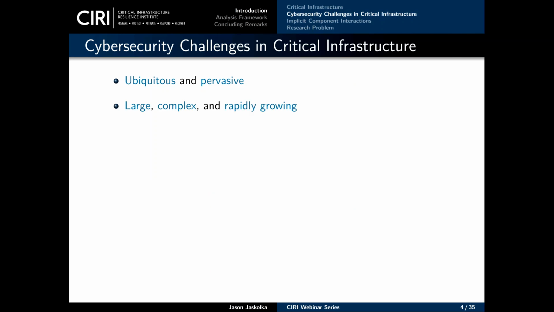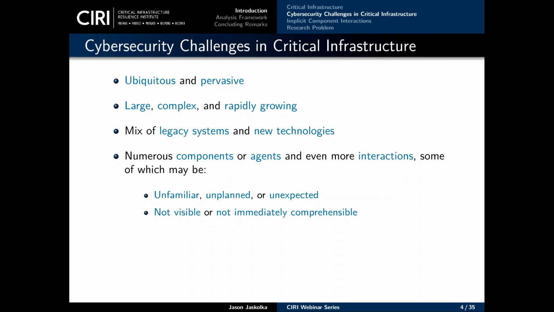These systems are large, they're complex, and they're rapidly growing. The more and more we look around, the more and more cyber components are being added to these systems. So what we're getting is now this complex mix of legacy systems and new technologies. Because of this, we now have numerous components or agents in these systems and even more interactions among all these components. This gives rise to the ability for some of these interactions to be either unfamiliar, unplanned, or unexpected, or not visible or not immediately comprehensible by the people who design these systems in the first place.